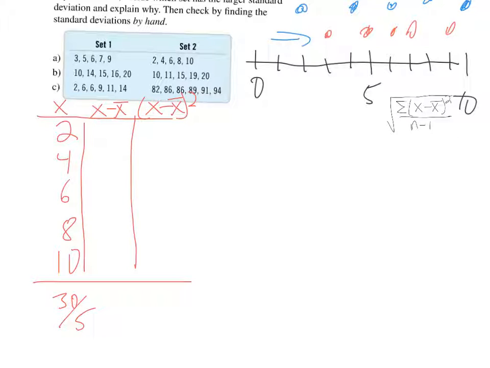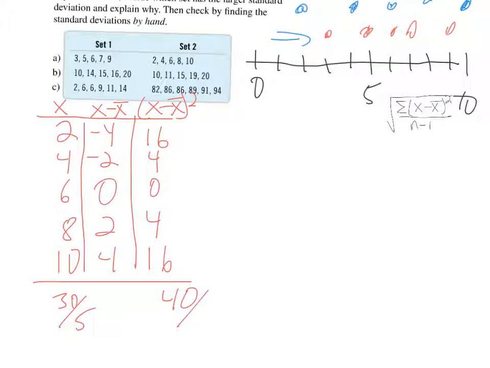So 2 minus 6 is negative 4. 6 minus 6 is negative 2. 6 minus 6 is 0. 8 minus 6 is 2. 10 minus 6 is 4. Again, if we add those up, we get 0, right? So then I'm going to square them. So 16, 4, 0, 4, 16. Now I'm going to add those up. So 32 plus 8 is 40.